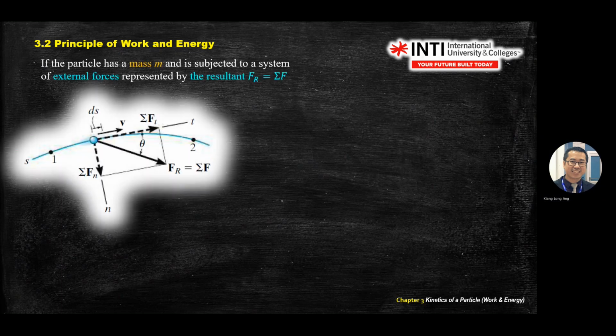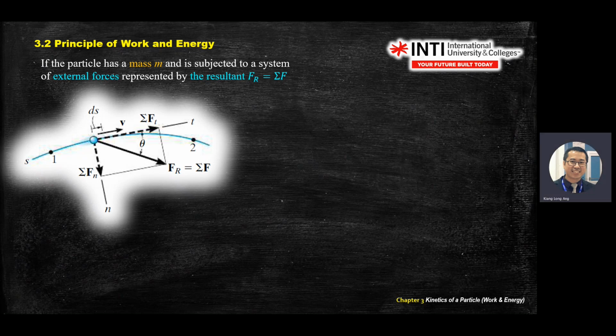For example, what you see on the screen here is very familiar. This object is moving in the curvilinear motion. Curvilinear motion will give you normal and tangent direction. And there's a force acting on the object, which is the R. R gives you the summation of the force. So you know that you can break your resultant force into tangent and normal direction. Once you have normal and tangent direction, you can use the force to become ma. It becomes the motion equation.